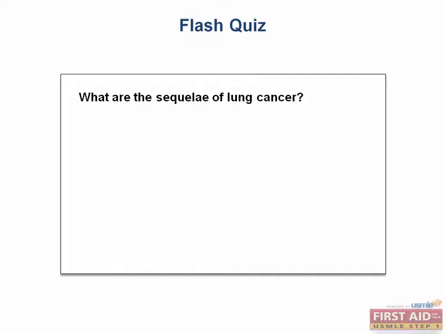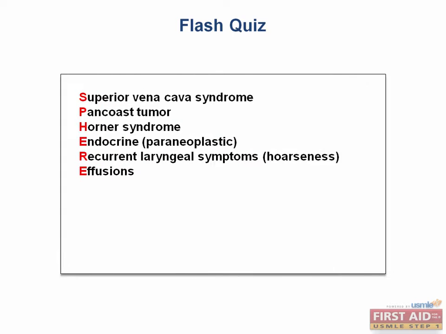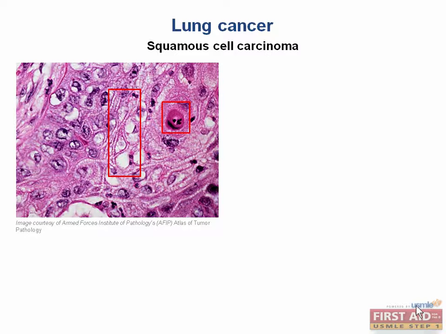Flash quiz. What are the sequelae of lung cancer? Well, that's our SPHERE mnemonic: superior vena cava syndrome, Pancoast tumor, Horner syndrome, endocrine paraneoplastic effects, recurrent laryngeal symptoms, and effusions. Squamous cell carcinoma has clearly been linked to smoking.